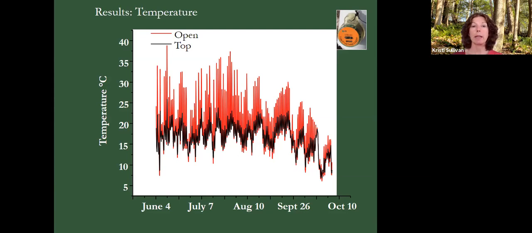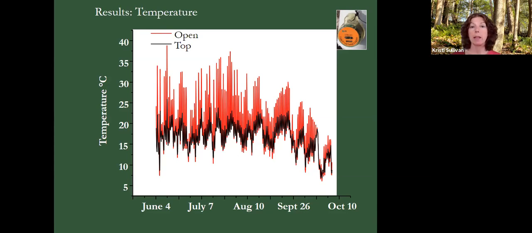And the red line is the temperature measuring devices, the temperatures that were measured outside of the piles throughout the summer and into the fall. And what you can see there, when you look at the red lines, is the temperature tends to be a lot hotter and it fluctuates more wildly. So there's a lot of variation in the temperature outside of those piles.